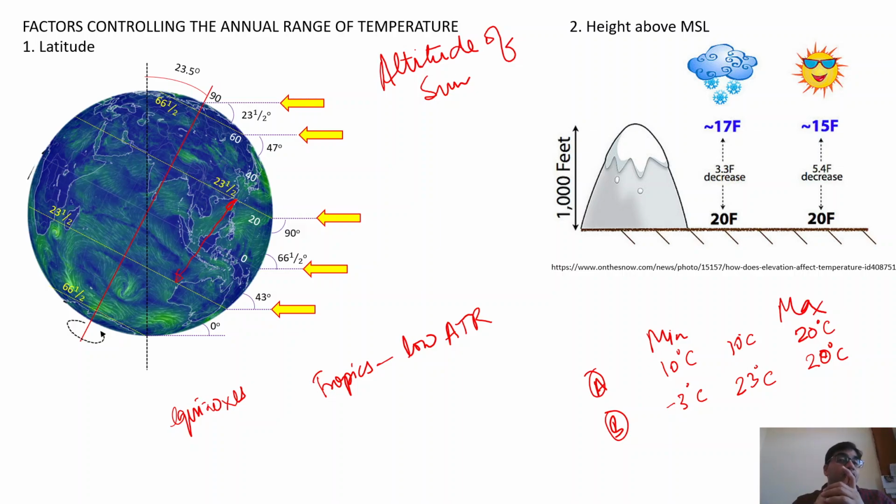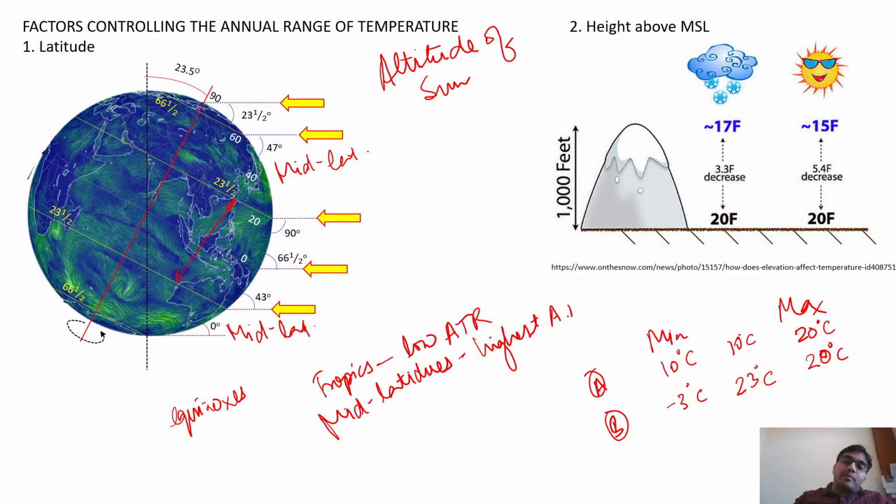But at which latitude it is maximum? At the mid latitudes. So what do we call as mid latitudes? From the Tropic of Cancer to the Arctic Circle, and then Tropic of Capricorn to the Antarctic Circle. That is, 23 and a half to 66 and a half. This is the mid latitude in the northern hemisphere, and this over here is the mid latitude in the southern hemisphere. So mid latitudes have the highest annual temperature range because here the seasonal variation is very high.